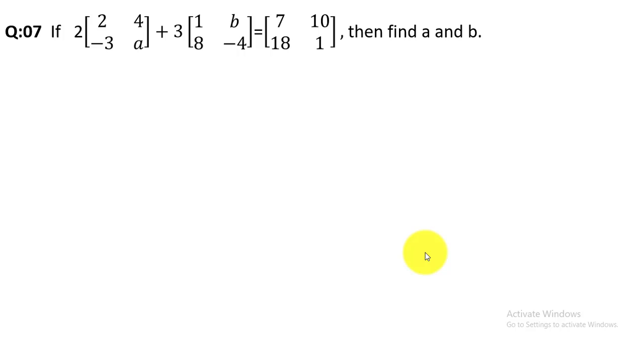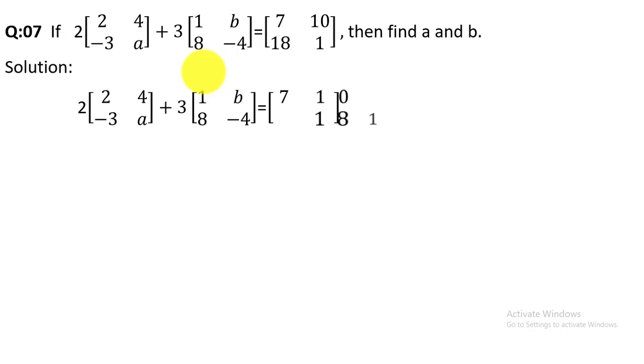In question number 7, if 2 into the matrix having elements 2, 4, -3, A plus 3 into the matrix having elements 1, B, 8, -4 is equal to 7, 10, 18 and 1, then find the values of A and B.